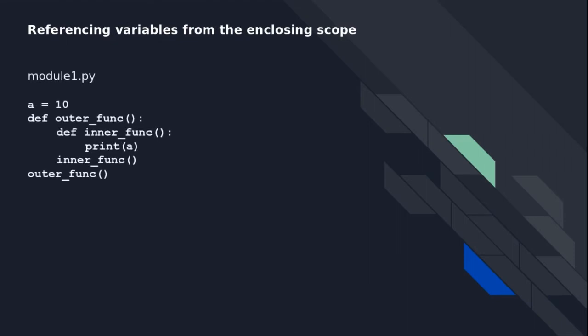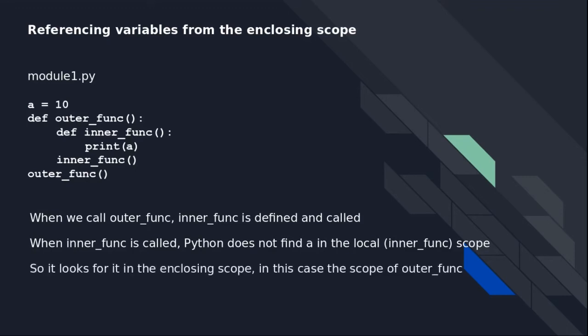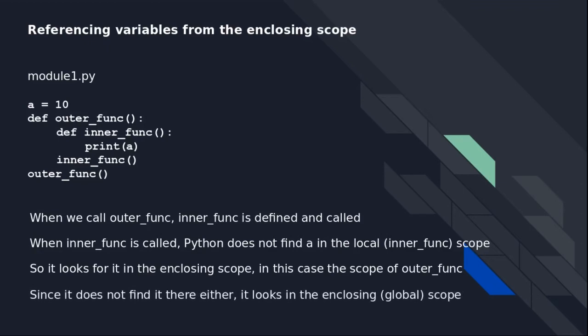Let's look at another example in which when we call outer func, inner func is defined and called, and when the inner func is called, Python does not find A in the local scope, so it looks for it in its enclosing scope, in this case the scope of outer func. Since it does not find it there either, it looks in the enclosing scope.